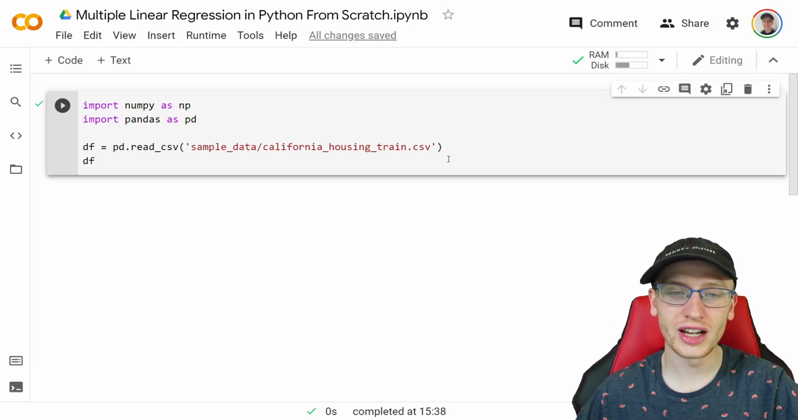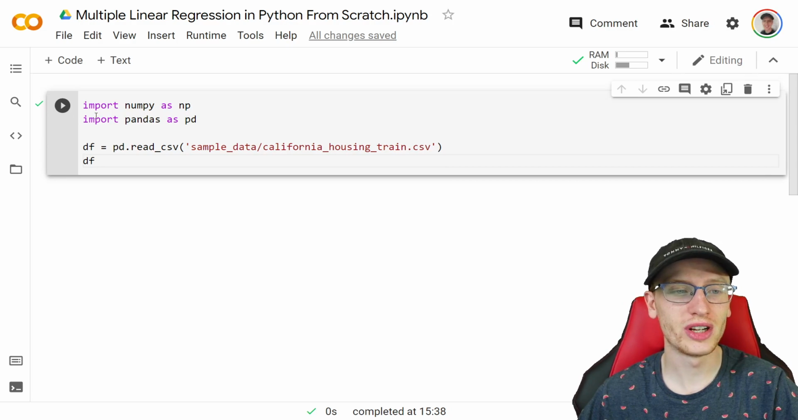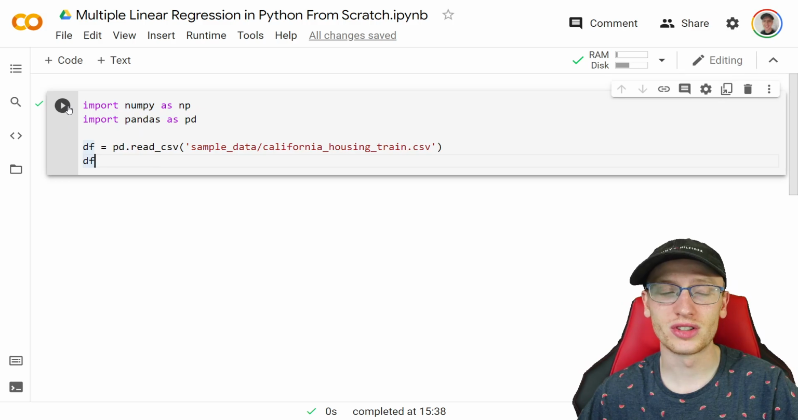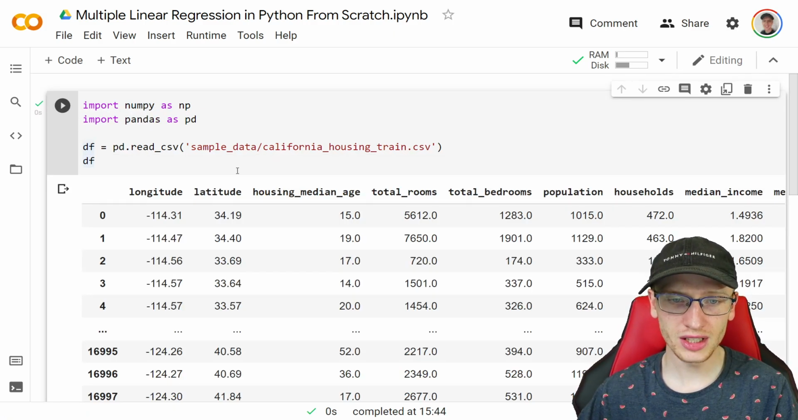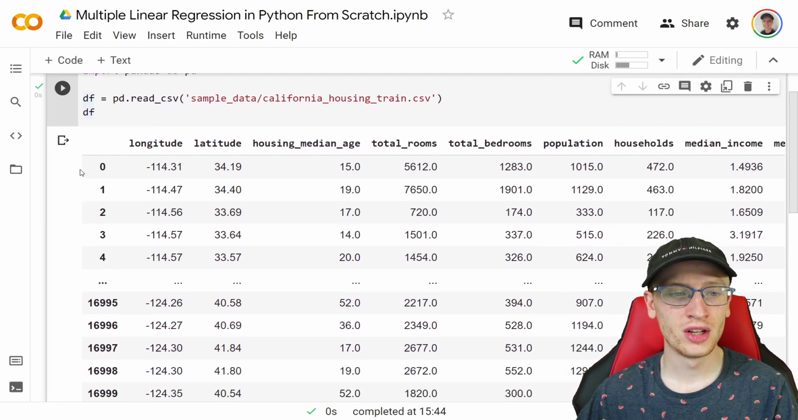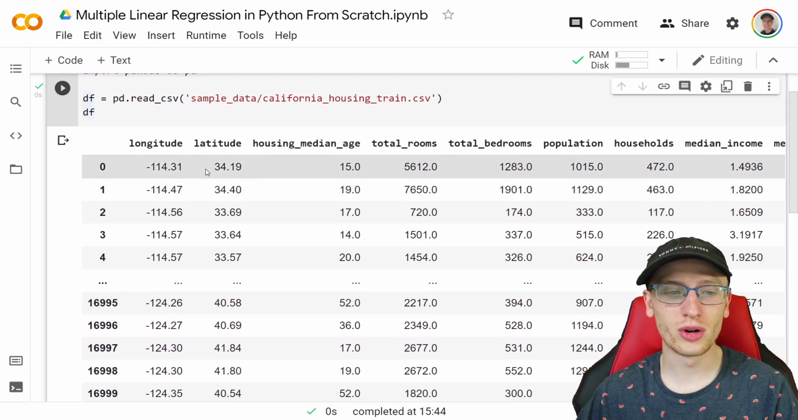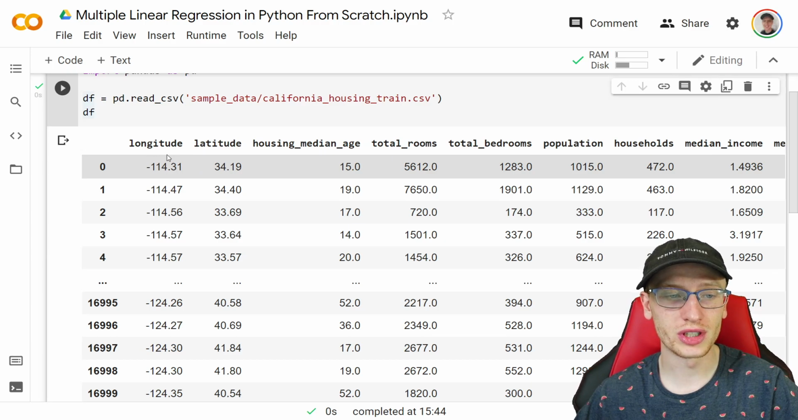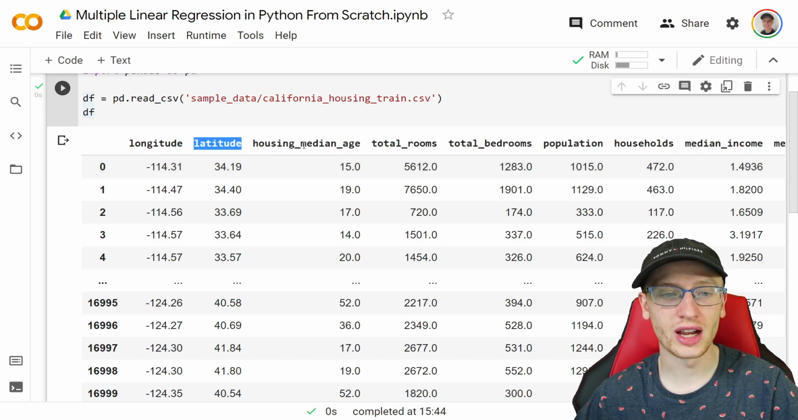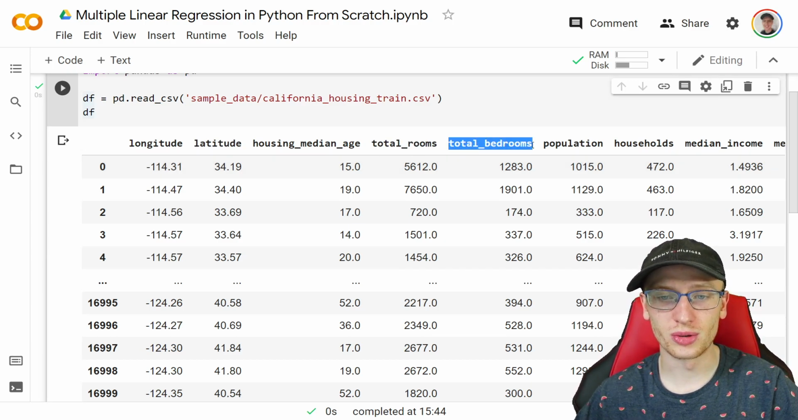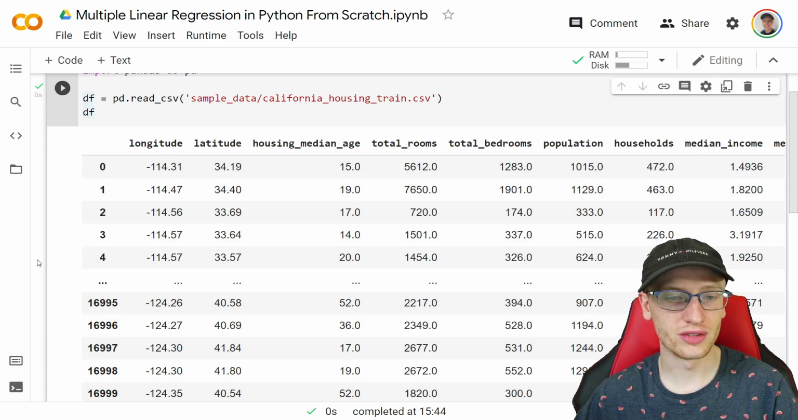So let's get started. I actually got started a little bit prematurely here. We have import numpy as np, import pandas as pd, and here's our data set. We're going to use the same one we used for the other one, which is the California housing training data set. So remember that each row is some location in California. It has a longitude and a latitude, a housing median age, total rooms, total bedrooms, and so on. It has many of these variables here.